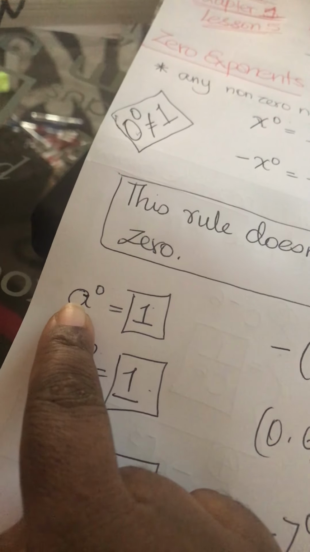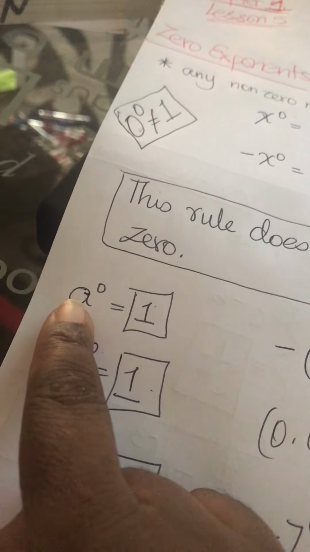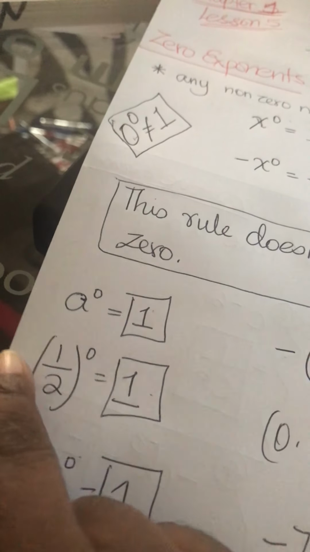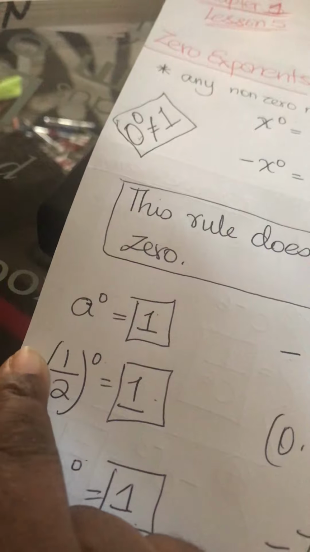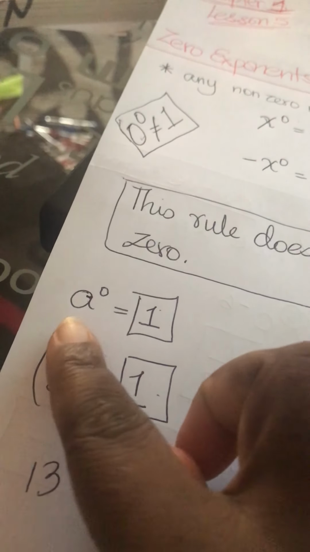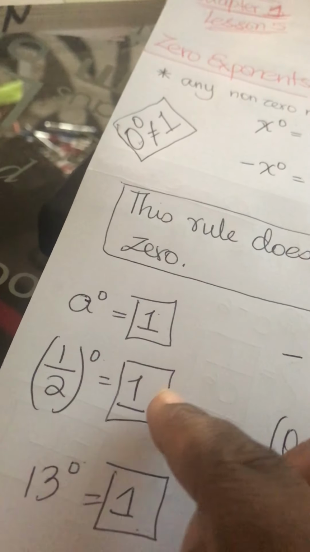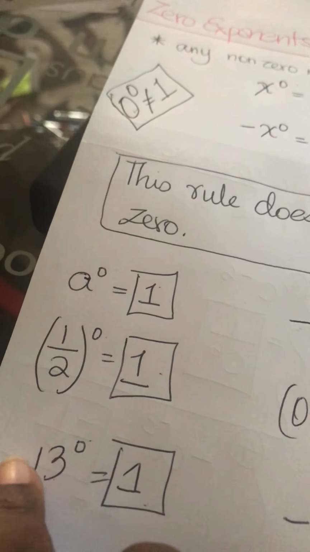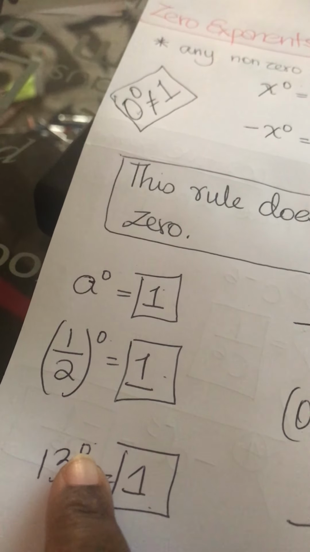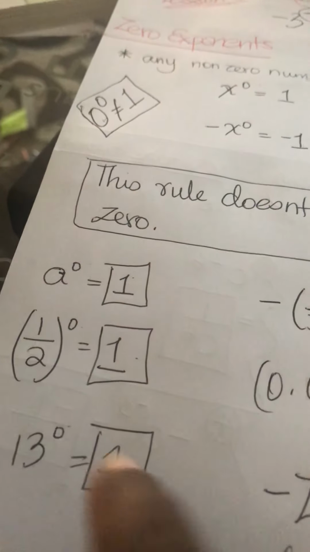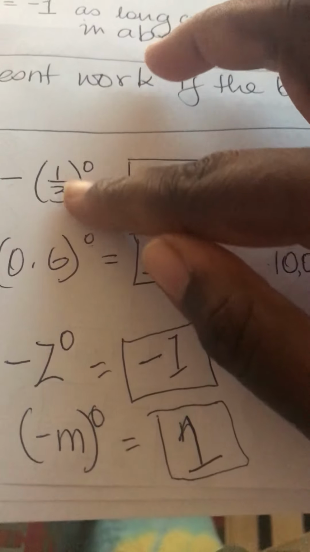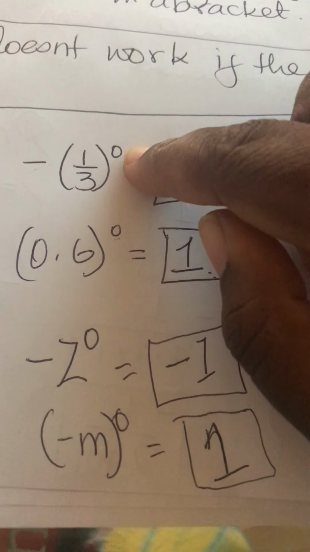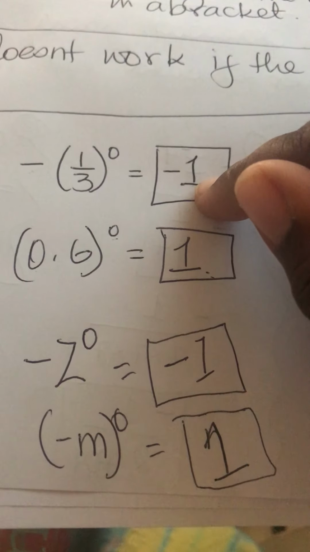I have a variable as a base and it is positive. So a to the 0 power is positive 1. I have a fraction as a base and it is positive because there's no negative sign out here. So positive 1/2 raised to the 0 power is 1. I have a base that is positive because there's no negative sign in front of 13, and I am raising to the 0 power. My answer is positive 1. I have a base, but it is negative because there's a negative outside here. But I'm raising it to the 0th power, so my answer will be negative 1.